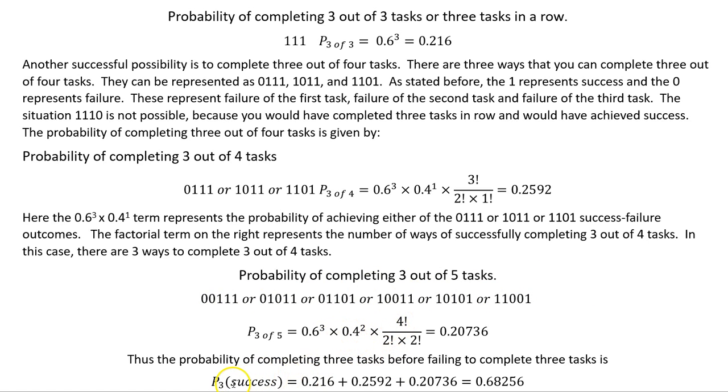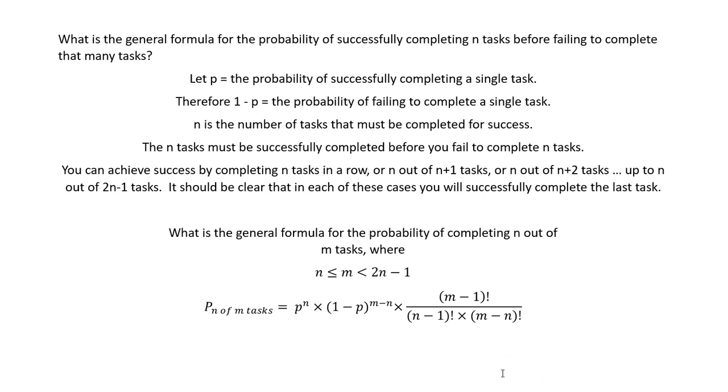And if you add those various ways of achieving 3 successes, 3 in a row, 3 out of 4, 3 out of 5, this is what you get. And you notice it's quite a bit larger than 0.6 for just completing one task. So what is the general formula? We always want to get the general formula.